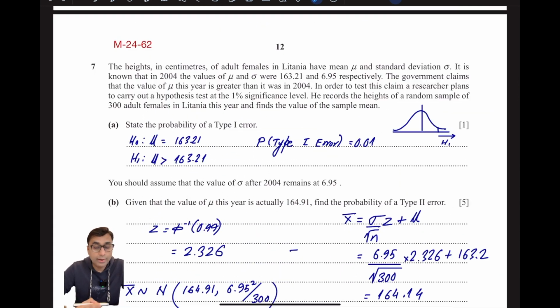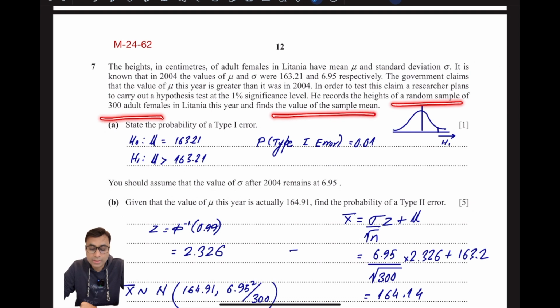So guys, let's have a look at another question, that is March 2462. The heights in centimeters of adult females in Lithuania have mean mu and standard deviation sigma. It is known that in 2004 the values of mu and sigma were 163.21 and 6.95. The government claims that the value of mu this year is greater than it was in 2004. In order to test this claim, a researcher plans to carry out a hypothesis test at 1% significance level. He records the heights of a random sample of 300 adult females this year and finds the value of the sample mean. First of all, it says state the probability of type 1 error.